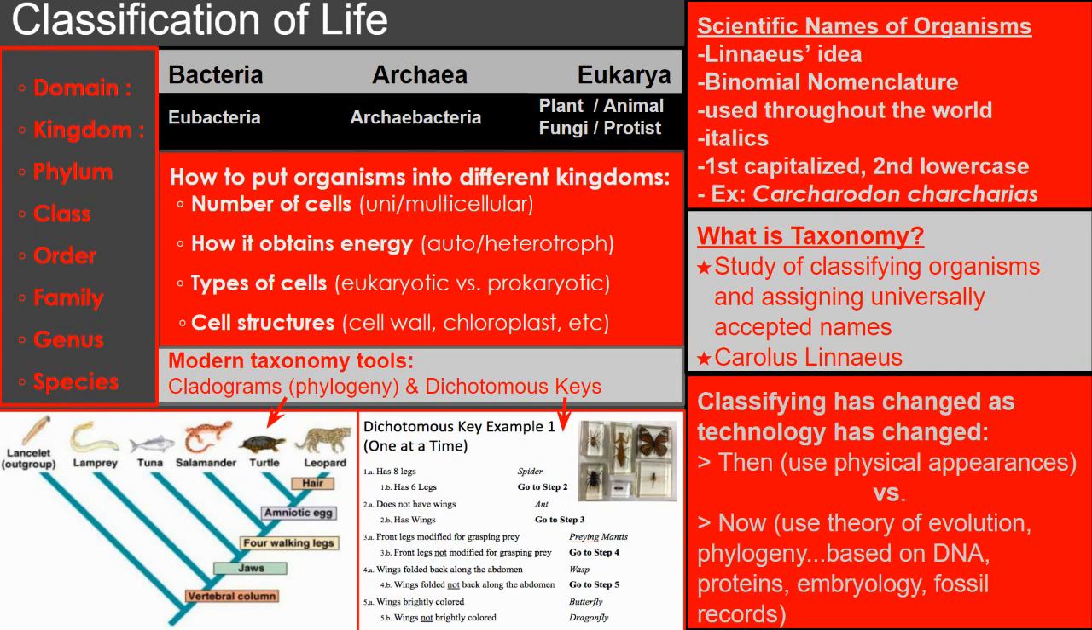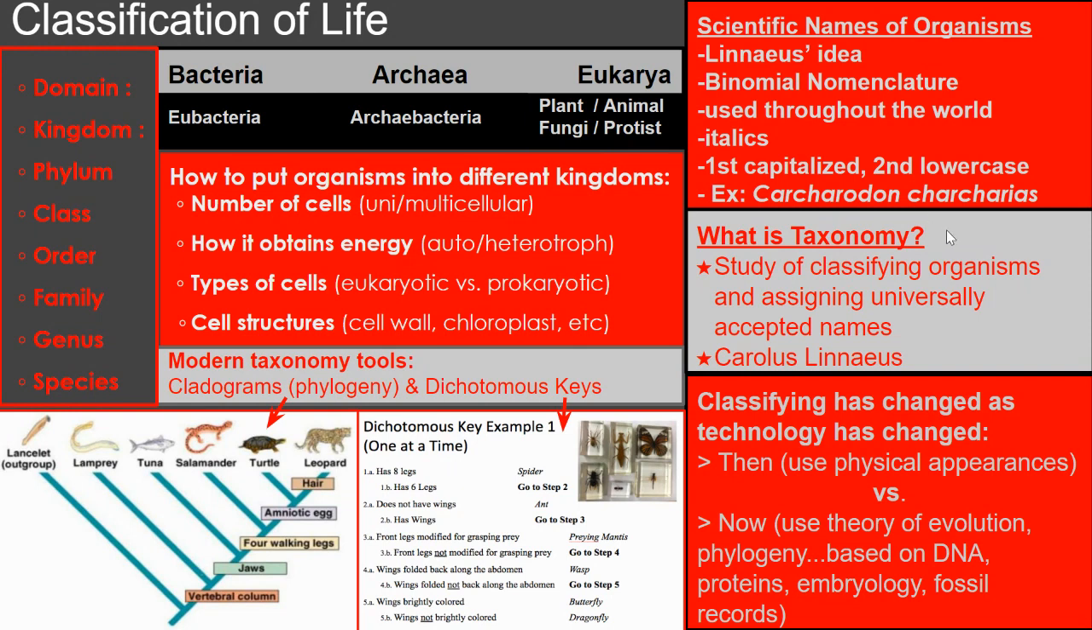And when you write in binomial nomenclature, you're going to capitalize the first word, lowercase the second word, and use italics. And you can see an example there that's for great white shark, Carcharodon carcharias, and this is in proper binomial nomenclature format.